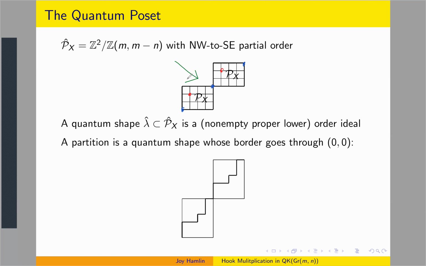In particular, any partition is an example of a quantum shape whose border happens to go through the origin. And so if we're thinking of it as an order ideal, we can think of it as all of this here. But we can also just think of it as a partition, as when it goes through the origin, it is a partition in our standard P sub x without a hat rectangle.